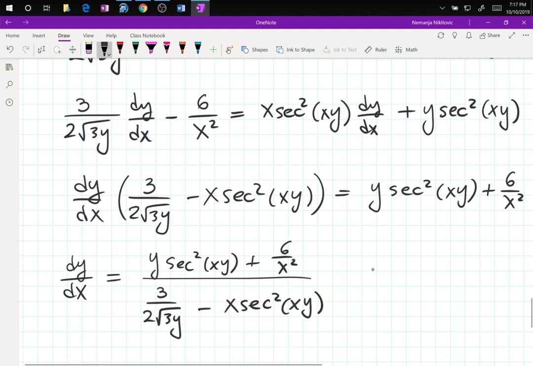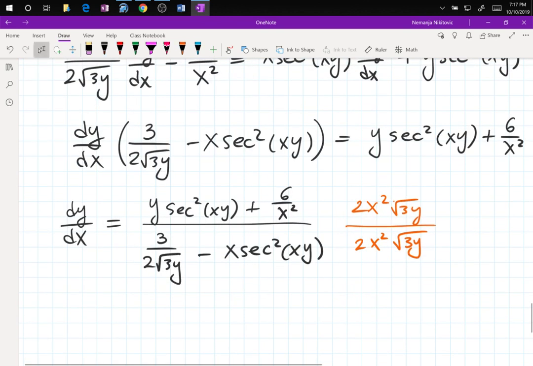What's the issue? X squared. X squared in denominator. And what else is the issue? Root 3y. Yep, 2 root 3y, exactly. So, what do I have to do? I have to multiply by x squared 2 root 3y, and 2x squared root 3y. I have to multiply this in, make it orange, so I can kill those denominators. We kill the double fraction.